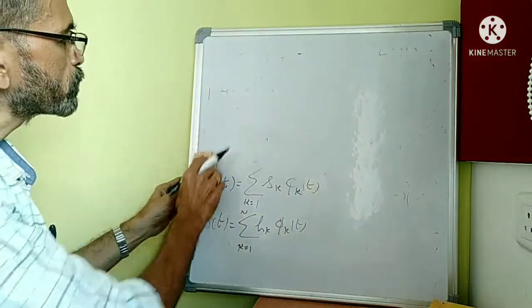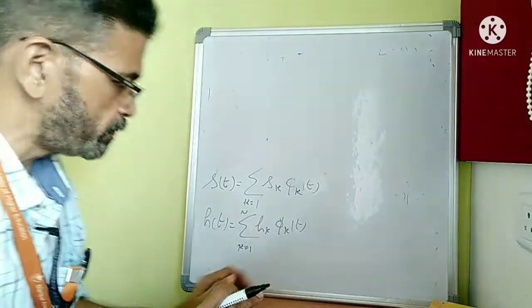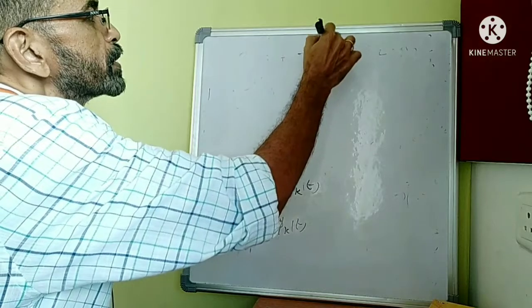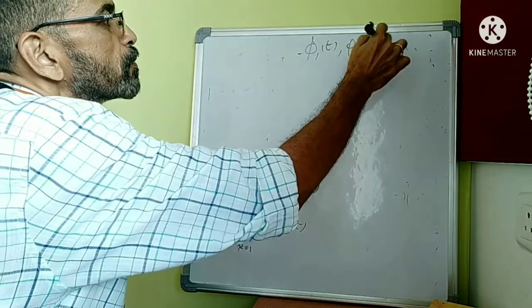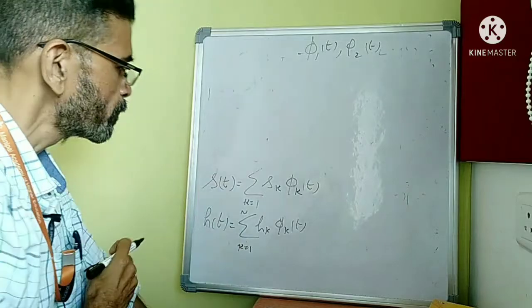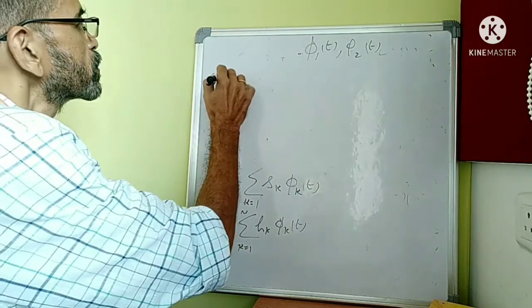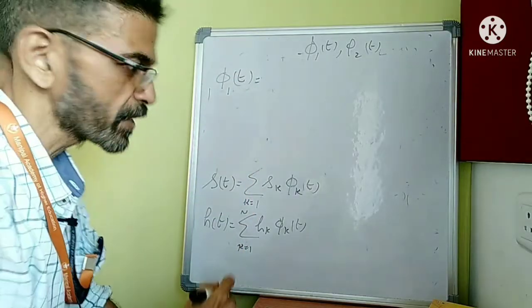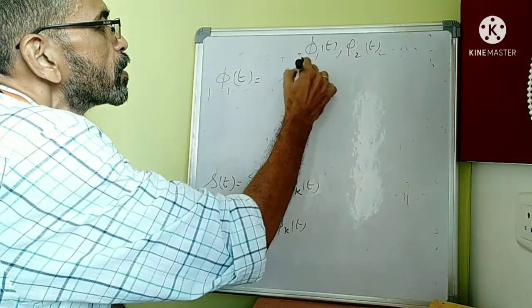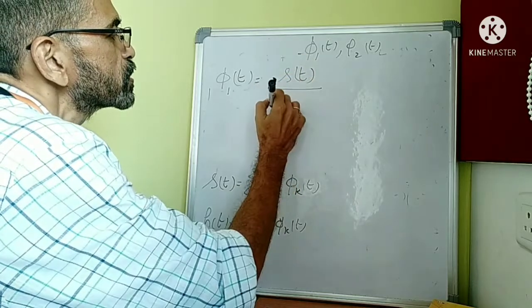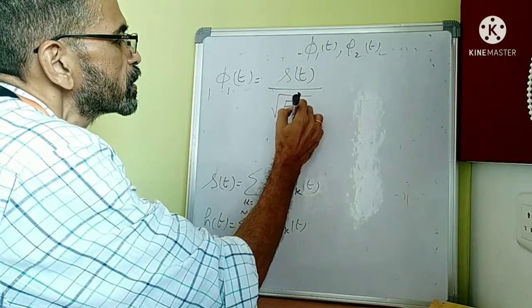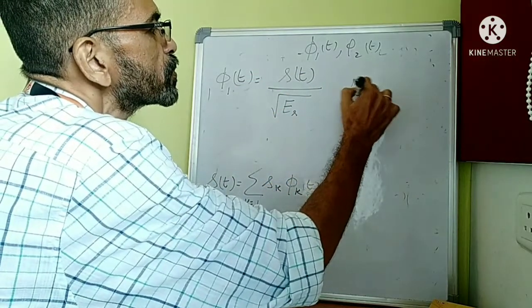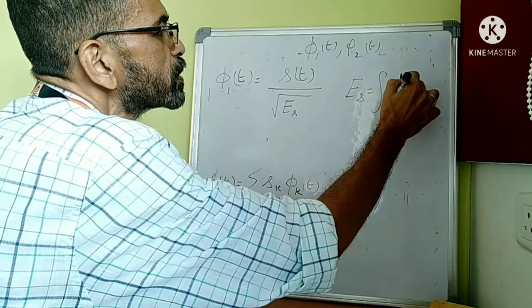So at most we need only two basis functions, say phi_1(t) and phi_2(t). We don't need more than two because we have only two signals. And the first basis function can be easily arrived at by dividing s(t) with its energy under square root, where E_s is the energy of s(t), which I will define like this.